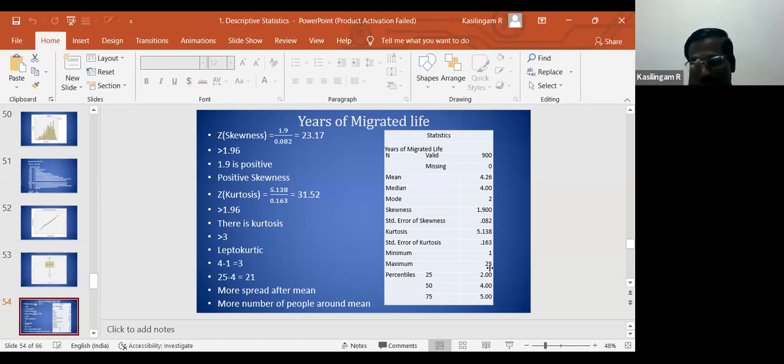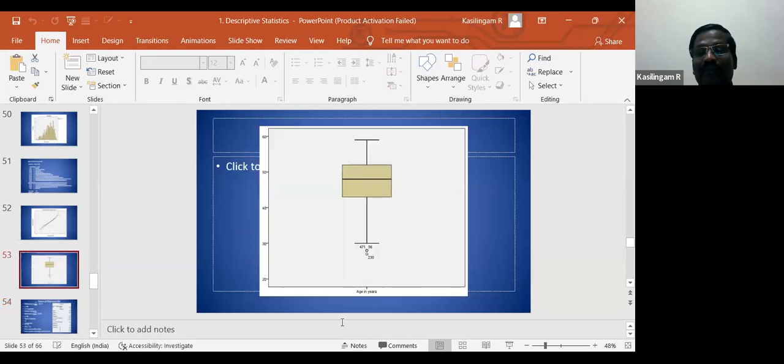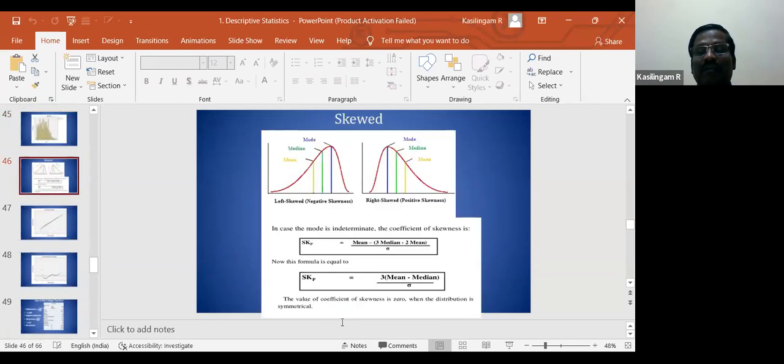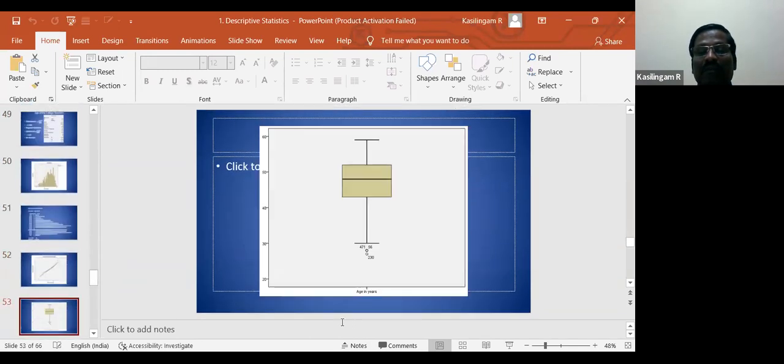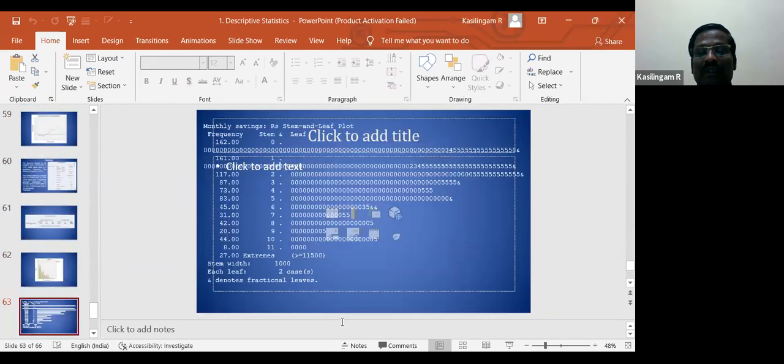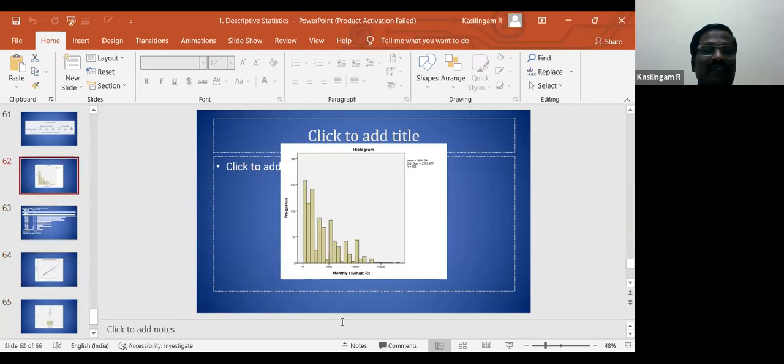Now it is leptokurtic. What is leptokurtic? Let me show the diagram. Okay, what is leptokurtic? I think I have completed.